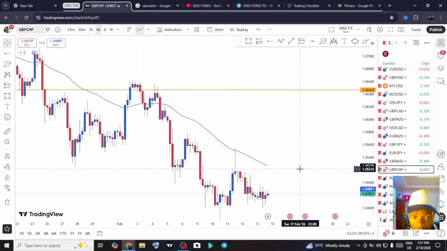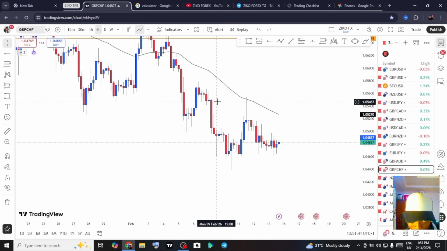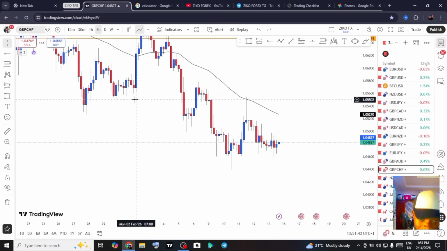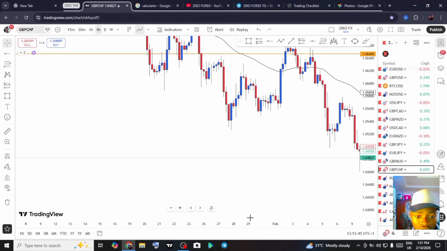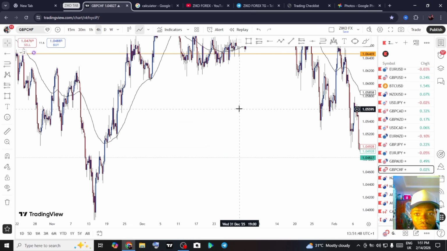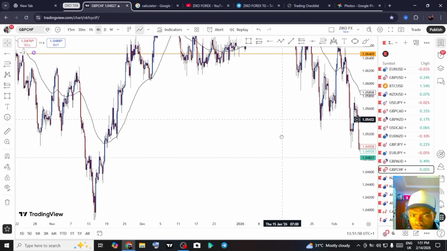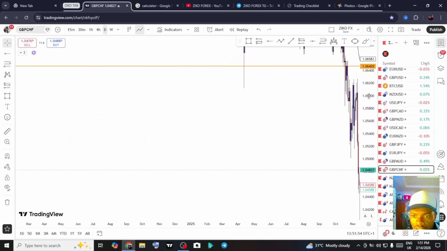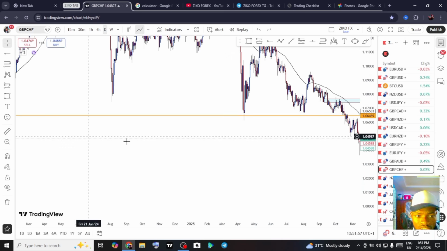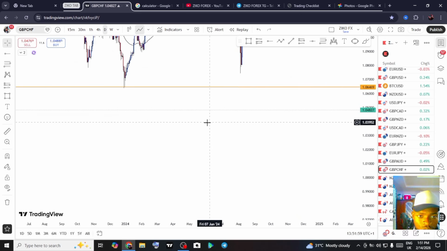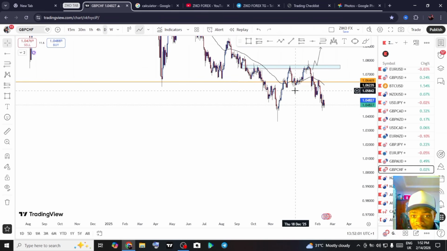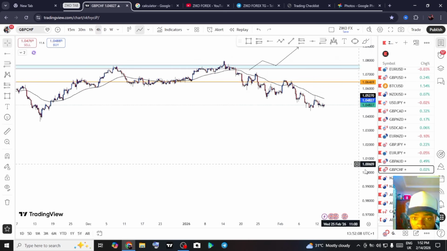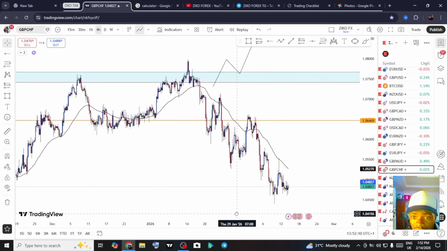GBP CHF has just been trending downwards recently, and price has almost never done this before. As you can clearly see, it's the same GBP CHF. Price has almost never traded under this yellow line before, right? But right now, price is trading under this level. So I don't think I'll be interested in GBP CHF just because we don't have enough data to buy or sell this market.